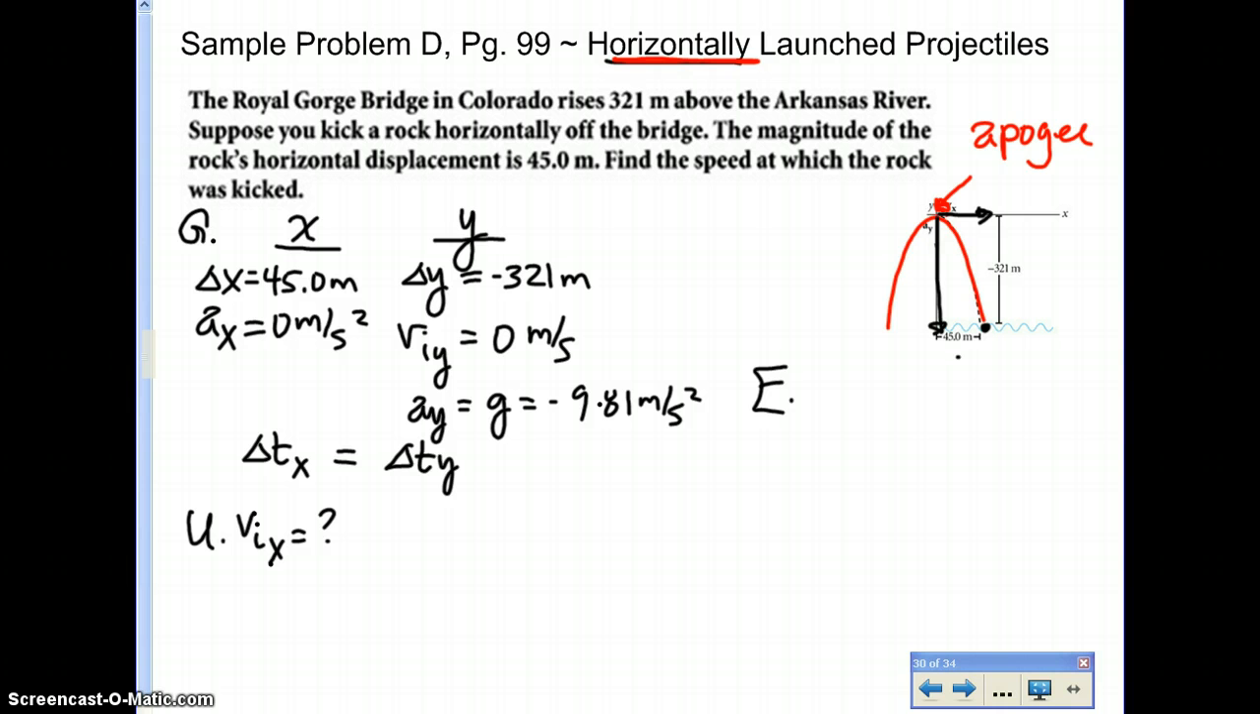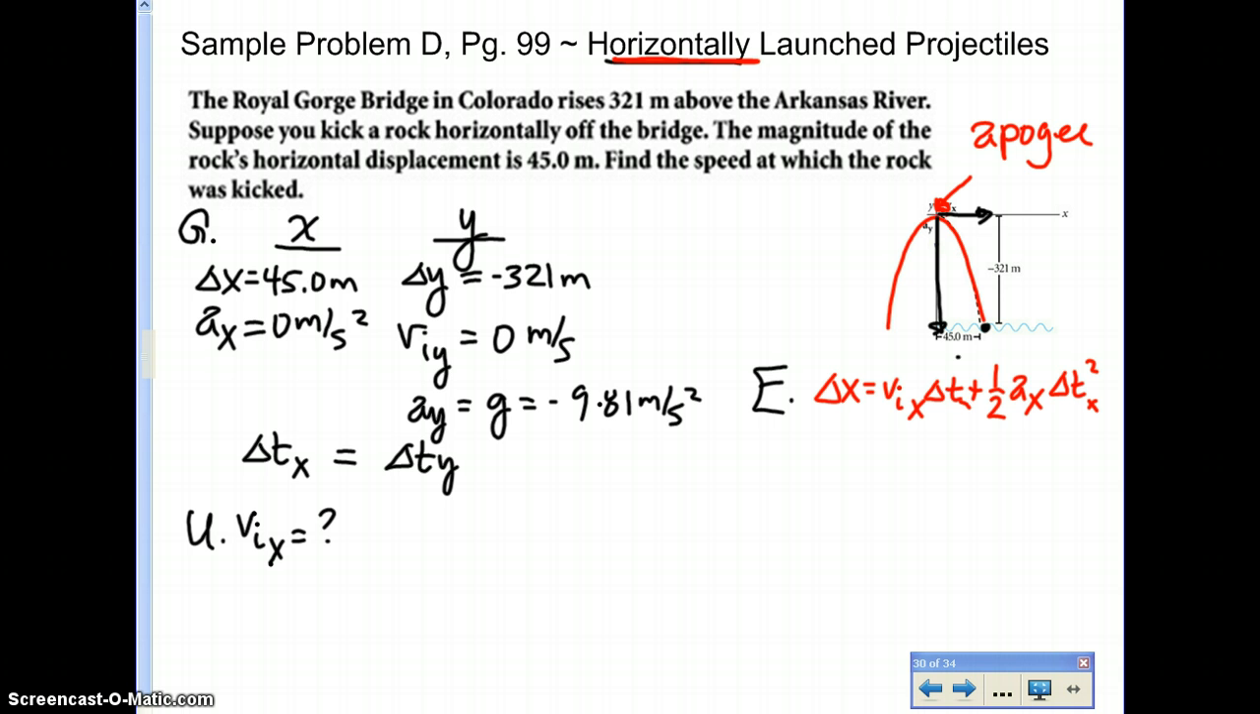So that means we need an equation that has displacement, acceleration, initial velocity, and time, but makes no mention of final velocity. That's going to be our no final velocity equation. In the X direction, that's going to look like this. Delta X equals V initial X delta T plus 1/2 A delta T squared.